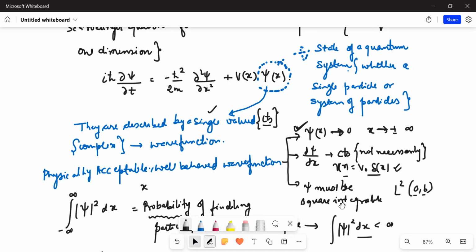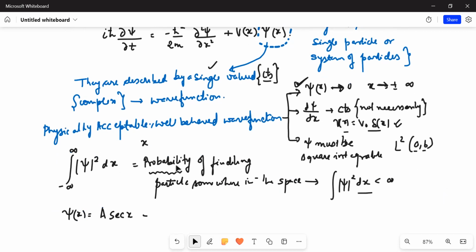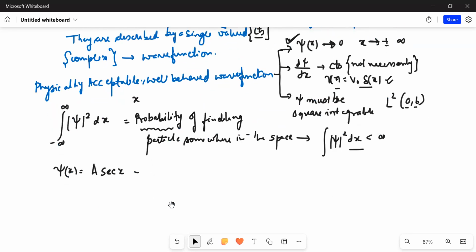So one thing is clear that the integral of |ψ|² dx from minus infinity to infinity represents the probability of finding the particle somewhere in space from minus infinity to plus infinity. So clearly, since it represents probability, it should have some real finite value. It cannot diverge, because if it diverges, then this particular thing does not make any sense. So this is one thing that you should know.